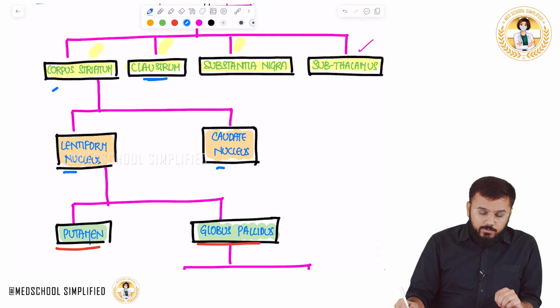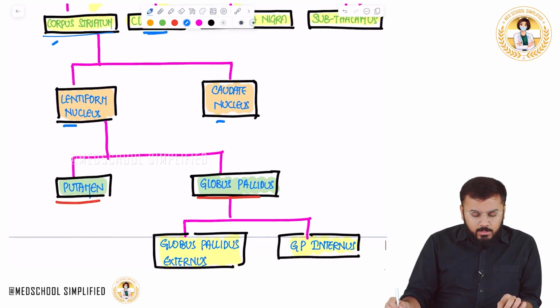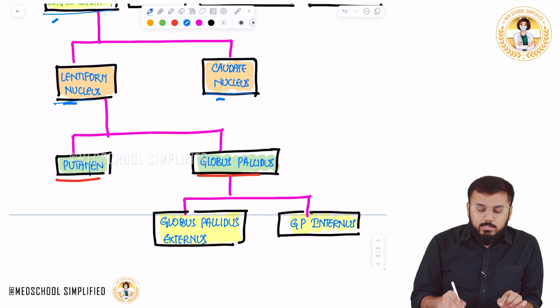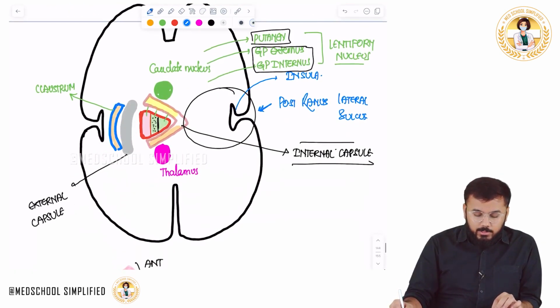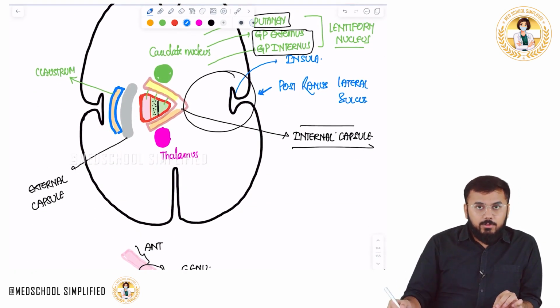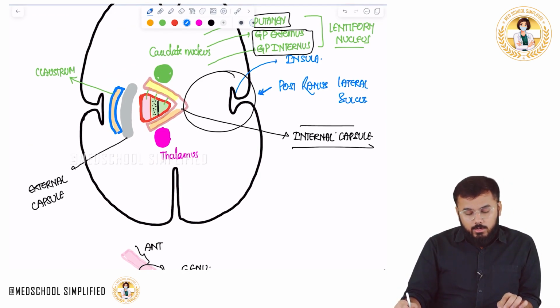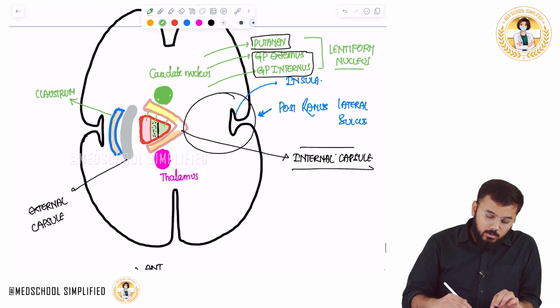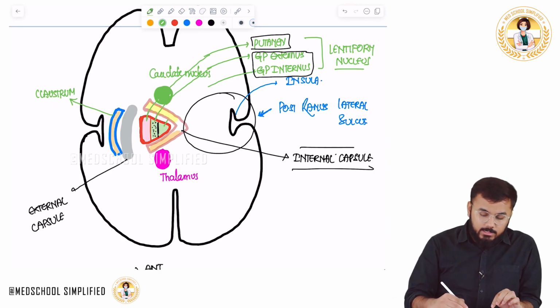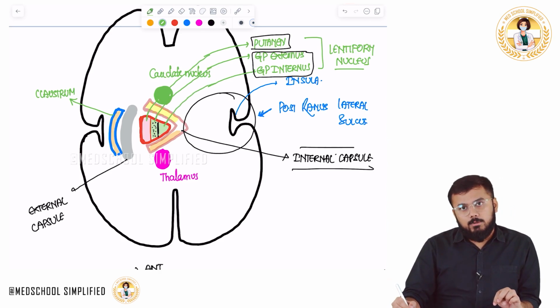So what are the structures we have discussed? We discussed corpus striatum. Where is corpus striatum? Lentiform nucleus and caudate nucleus together is called corpus striatum. See, this red one is your lentiform nucleus, and the caudate nucleus is on the top. These two together are called your corpus striatum. Within the lentiform nucleus, you have two important structures. The outer one is called the putamen. This part is called the putamen, and after that, this part is called globus pallidus externus, and this is called globus pallidus internus.